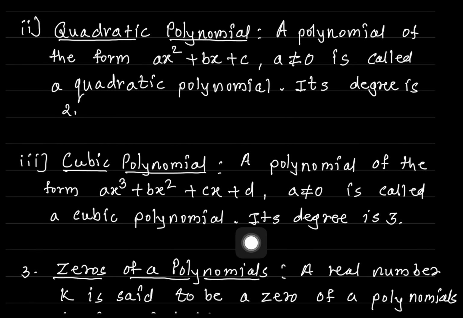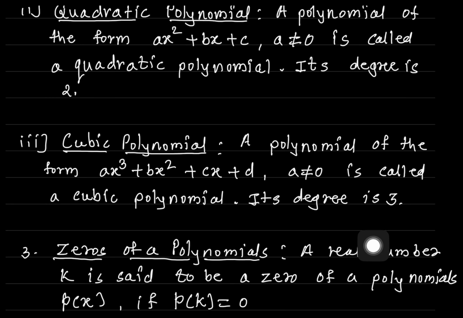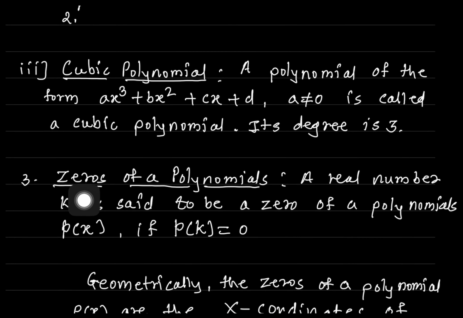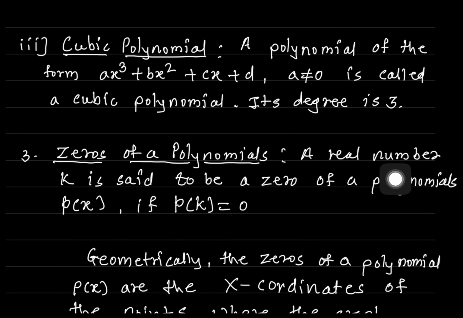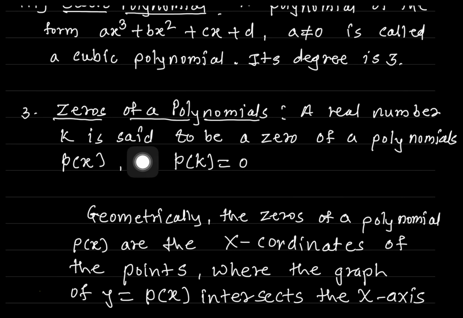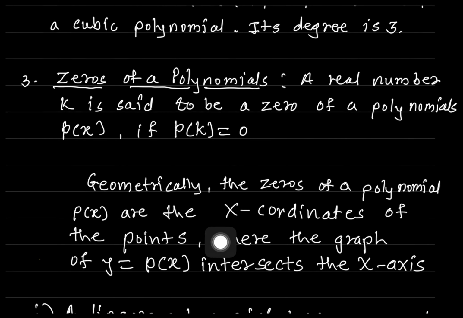Here the highest index is 3, so its degree is 3. Now the next topic is zeros of polynomials. What is the meaning of the zeros of a polynomial? A real number k is said to be a zero of a polynomial p of x. We already saw polynomials are denoted by p of x. A real number k is said to be a zero of the polynomial p of x if p of k equals 0. Then we can say k is a zero of the polynomial.